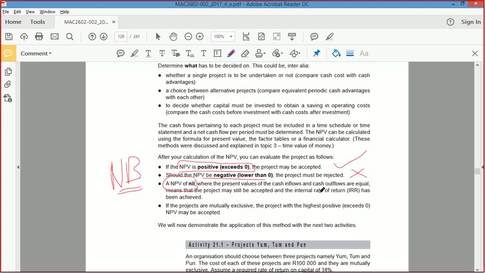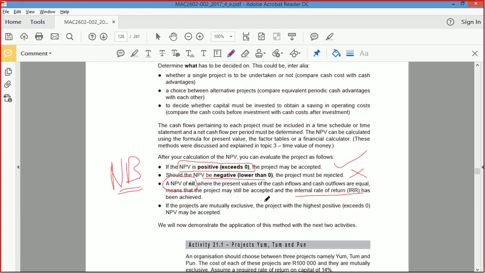So the internal rate of return is the same as your cost, basically. It's basically saying that if I discount all my future cash flows back in time, it equals the initial investment. That's why I have a 0 NPV.